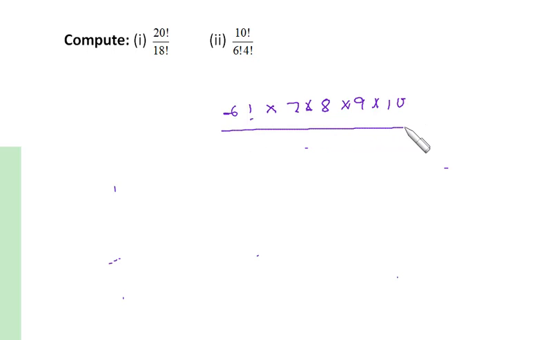Similarly, I calculate 10 factorial by 6 factorial into 4 factorial over here. 10 factorial, it's what? From 1 to 10 the product. So I can write it as 6 factorial into 7 into 8 into 9 into 10, right? Divided by 6 factorial into 4 factorial, which is 4 into 3 into 2 into 1, right? So 6 factorial is getting cancelled. Then 4 2s are 8 and 3 3s are 9. So 7 3s are 21 into 10, that is 210, right? So it's quite simple.